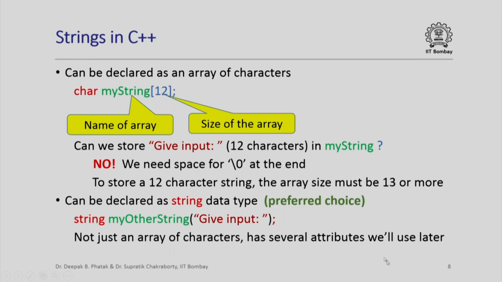A string can also be declared as a string data type, and in fact in C++ programming that is the preferred choice. For example, I could say this variable is of data type string and it is initialized to this value give input colon space, that is the value of the string. Now, the string data type is certainly an array of characters, but it is a bit beyond that. It also has several attributes and we will see later that it is very useful to use these attributes of objects of data type string when we do C++ programming.